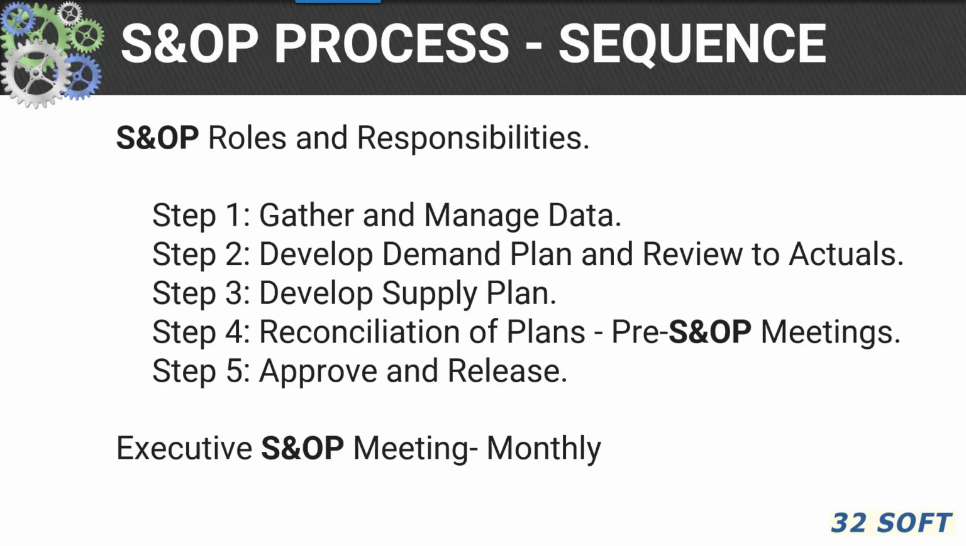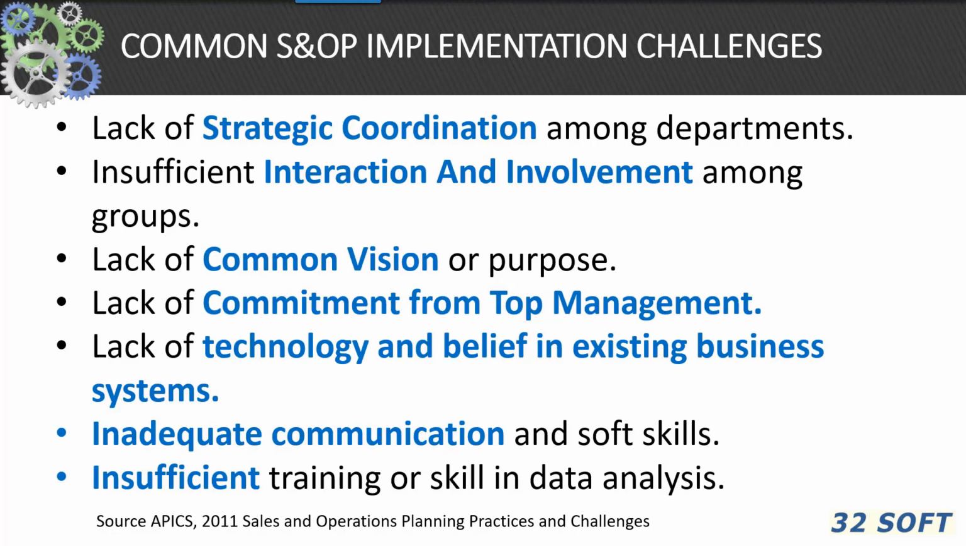There, at the high level, the sales operations planning process is fairly straightforward. There's a list of monthly activities or processes that start with gathering and managing demand, developing the demand plan, and reviewing to actuals, developing supply chain, reconciling plans and activities, and then taking it to the executive management team for approval and release.